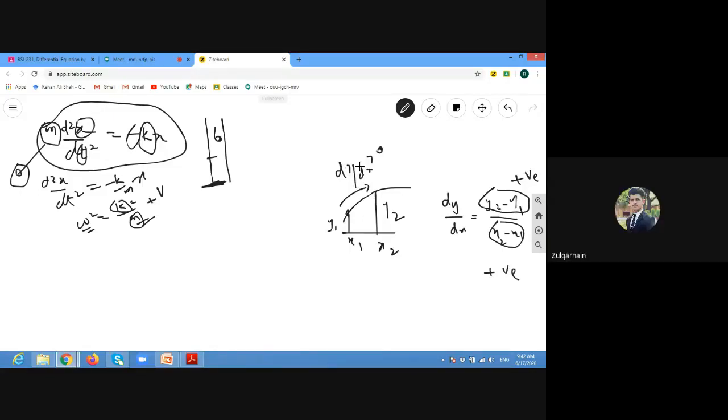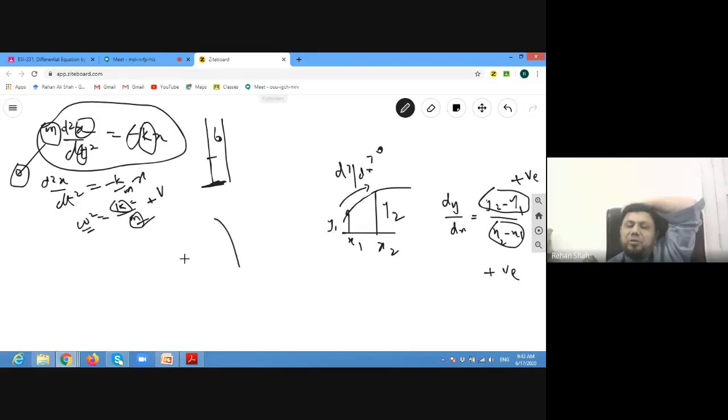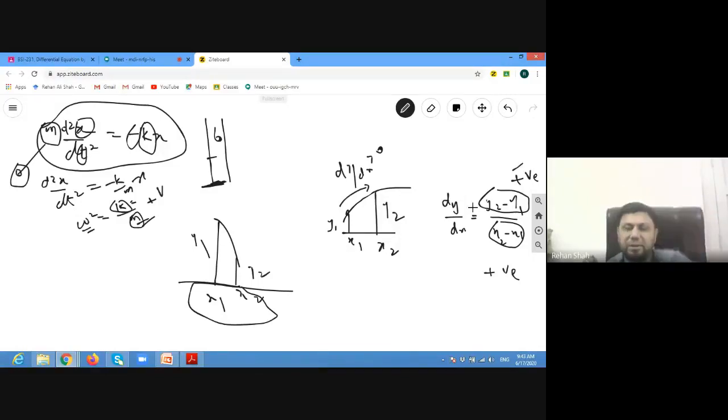Clear. If you are moving from upper to lower, suppose this is your x1 and y1, this is your x2 and y2. Now x2 minus x1 is always positive, but y2 minus y1 is negative. Okay? So the derivative is negative. The derivative is less than 0.